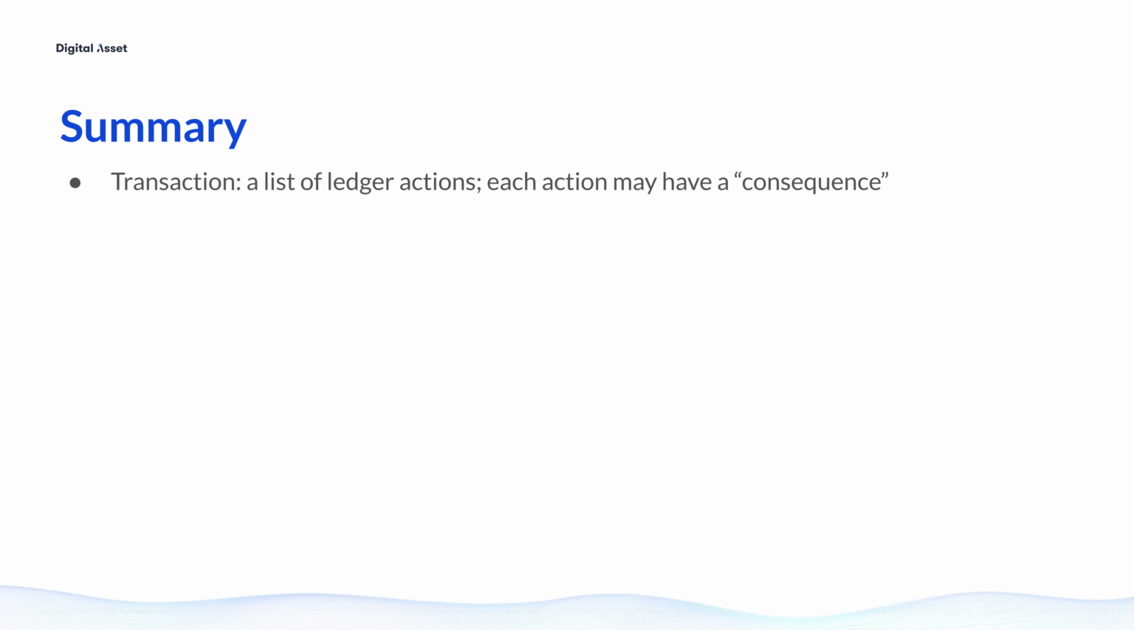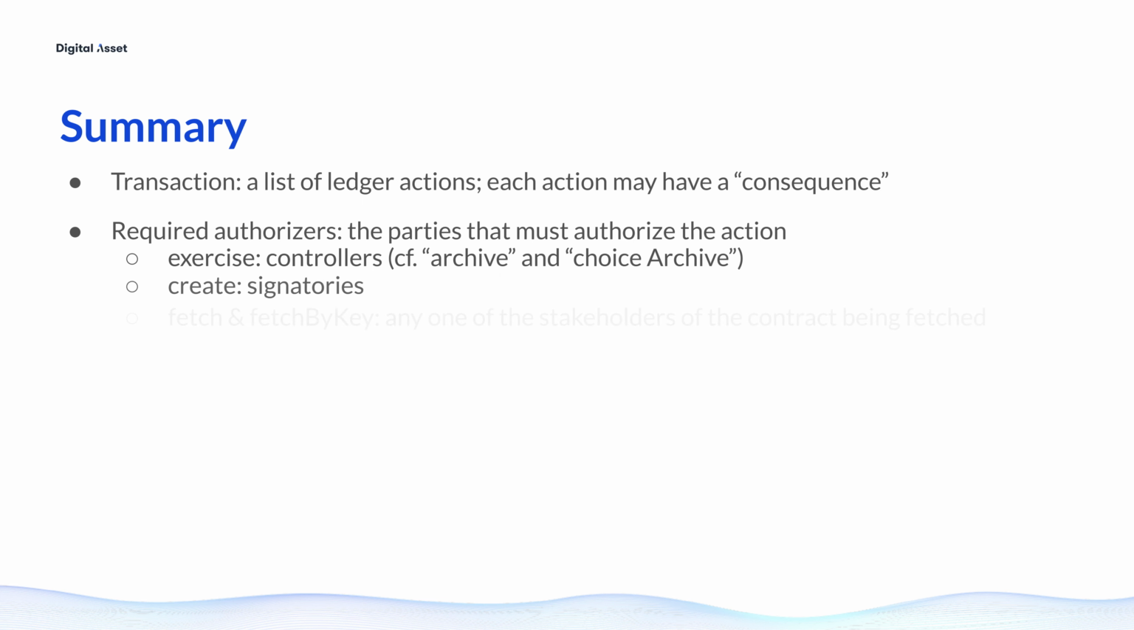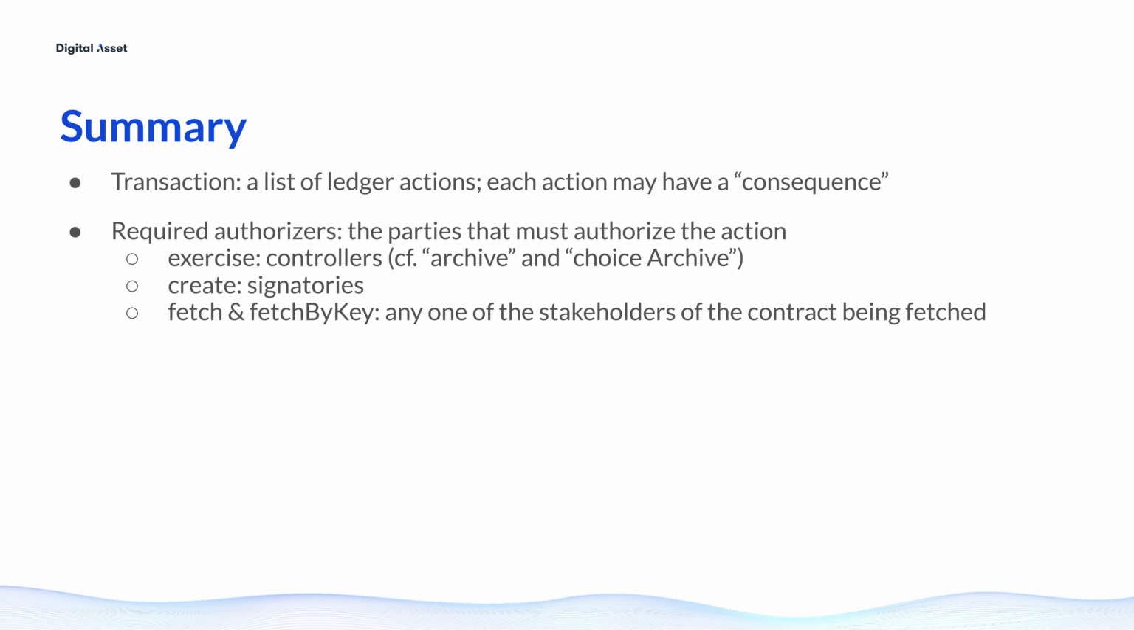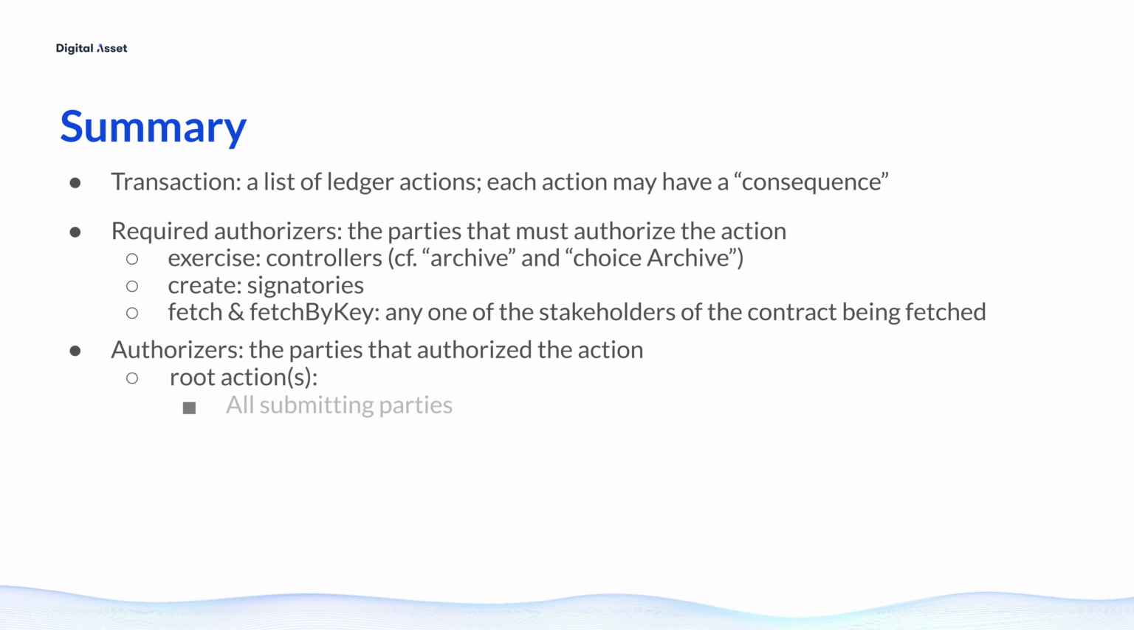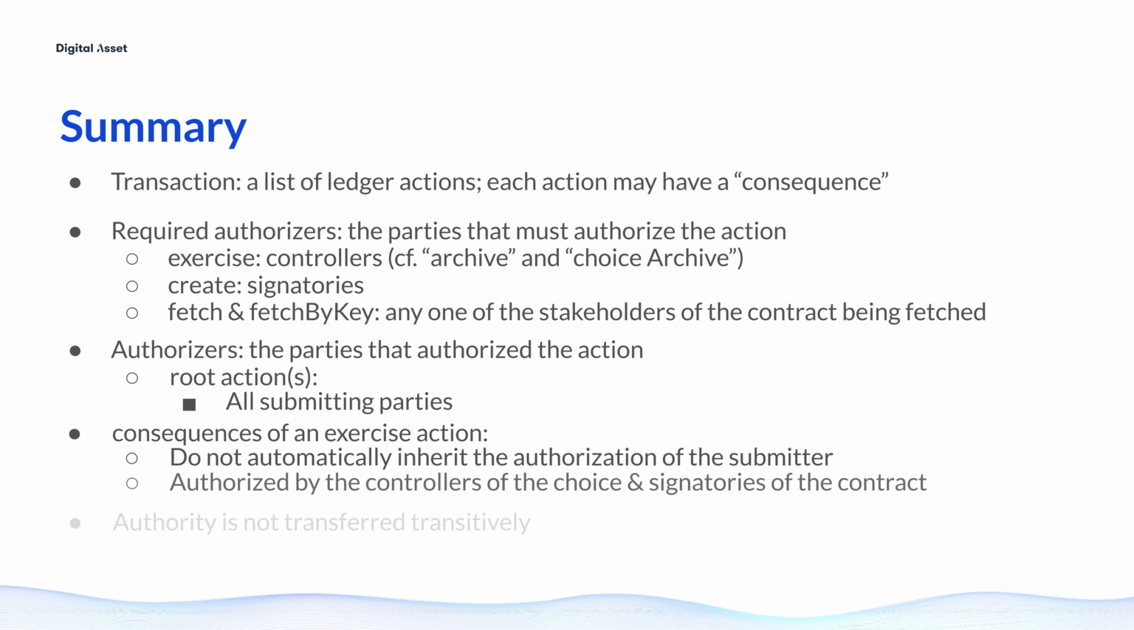A transaction is a list of ledger actions, and an exercise action may result in a list of sub-actions called the consequences. Each action has a set of required authorizers, the parties that must authorize that action, and a set of authorizers, the parties that did authorize the action. Remember that a party's authority is not transferred down the transaction tree, to avoid missing authorization errors.